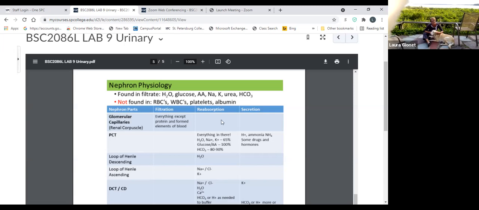Then we enter into the proximal convoluted tubule, and this is where we can either potentially reabsorb or secrete things. Sometimes we have the potential of both, sometimes we don't. And you need to know what happens in each. And you also need to be able to apply this to pictures of the models.